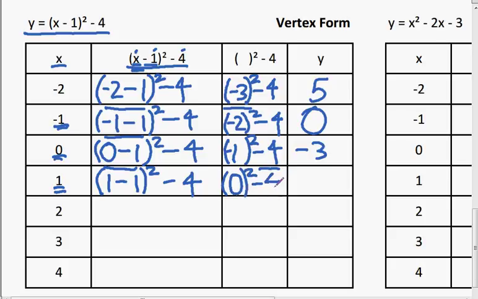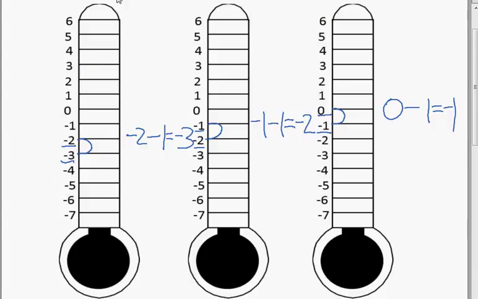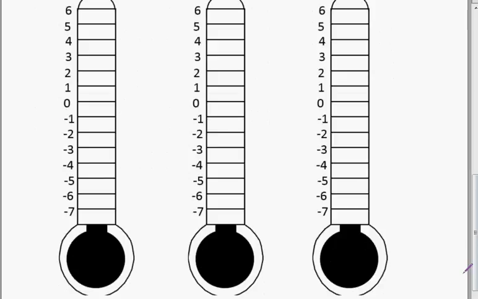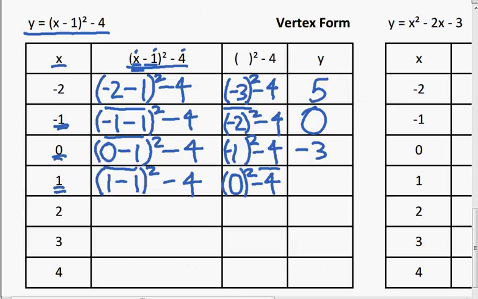0 squared minus 4. So 0 squared, 0 times 0. I'm not even going to use the calculator. 0 times 0 is 0. 0 minus 4. Go to my thermometers. Since I'm doing negatives now. 0 minus 4. 1, 2, 3, minus 4. 0 minus 4 equals negative 4. So my answer here is negative 4.